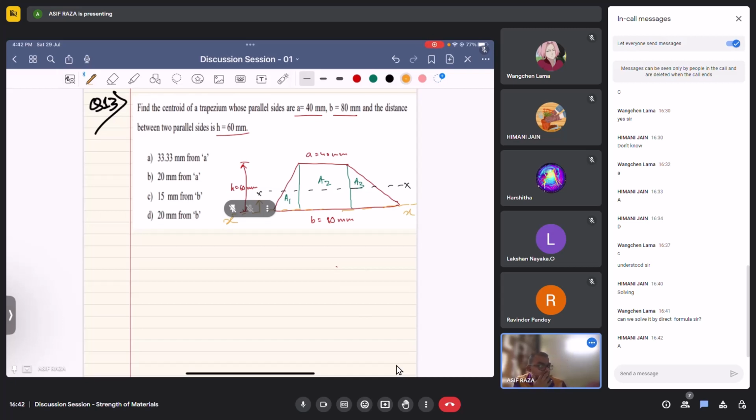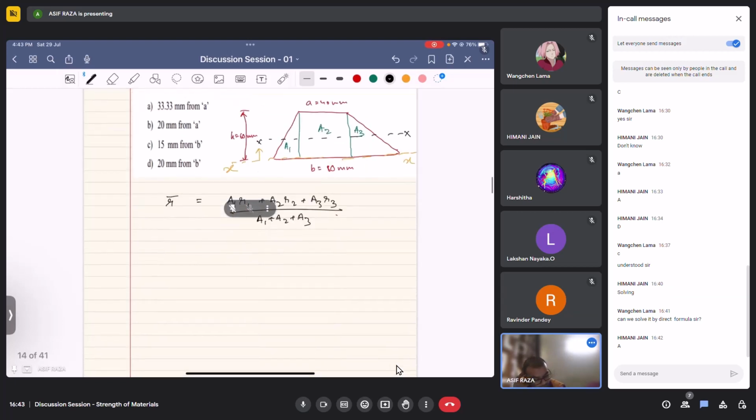Okay. Himani has solved and said option A. Okay, we'll work it out and tell. Let's do it. If you guys don't know how the centroid is found, suppose R bar is A1 R1 plus A2 R2 plus A3 R3 divided by A1 plus A2 plus A3. I hope you guys know this formula. So let's solve it.